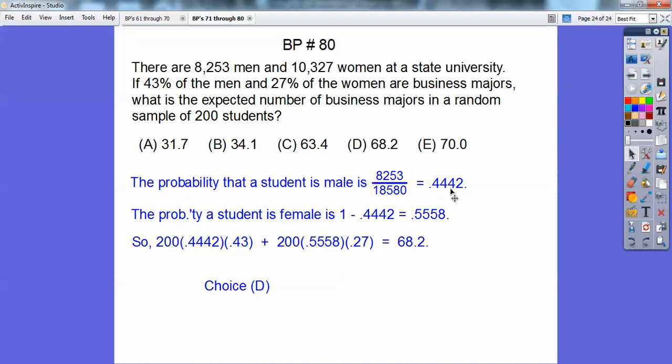You can do the same for the female, or you can just do 1 minus that, because it's only male or female, so it's the complement. So that's the probability for male and female. We take the 200 times the probability that it's male, and then times the probability that it's a business major. Then the same for the female, and we get 68.2, so choice D.